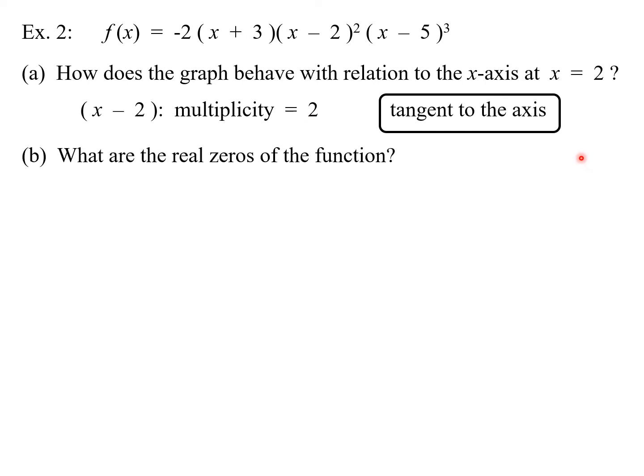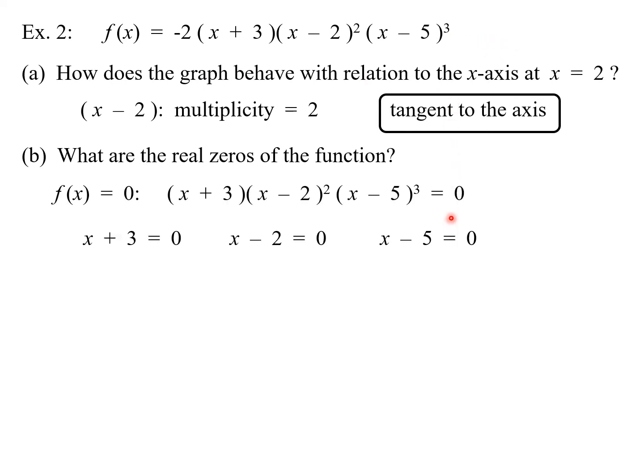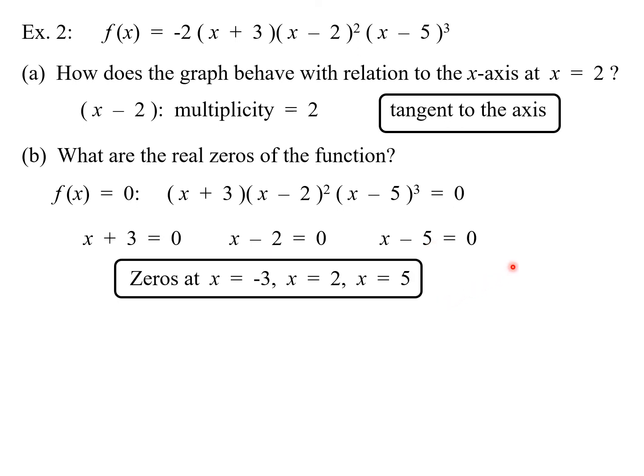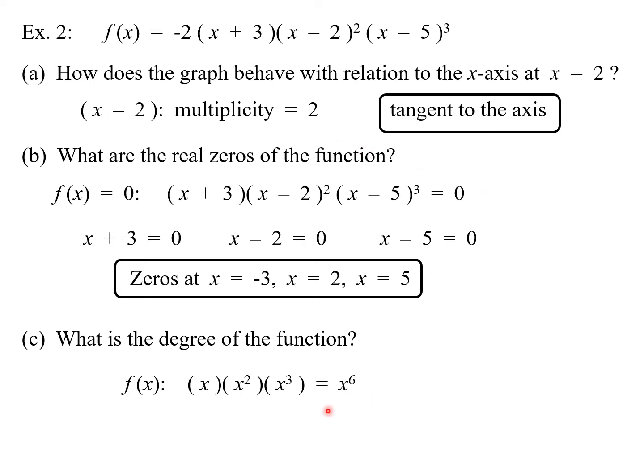Part B, what are the real zeros of the function? Well, we could set the function equal to 0 and solve, and we would get this. And if we separate and solve, we can see that the zeros are going to be -3, +2, and +5. So those are going to be the zeros here. What is the degree of the function? Well, if we ignore all the numbers and just write factors of x, we have x to the first power, x to the second power, x to the third power, which adds up to x to the sixth power. So therefore, the degree is 6.